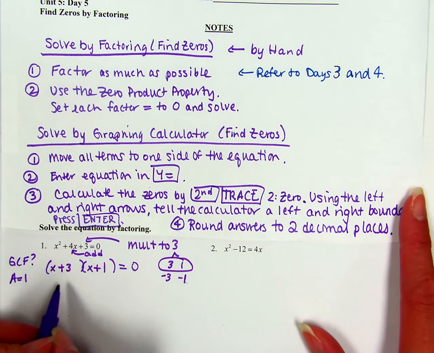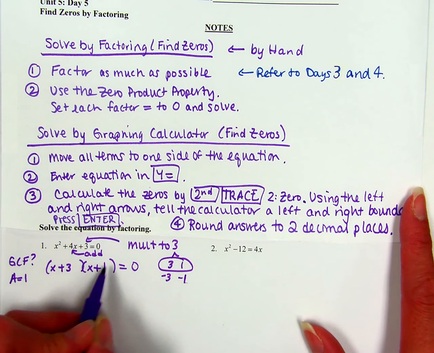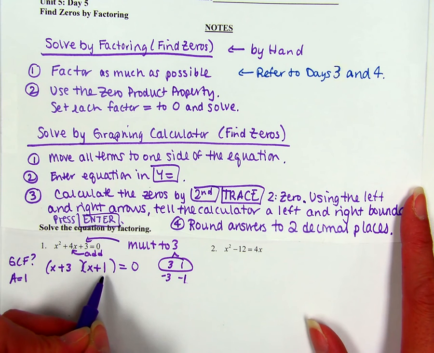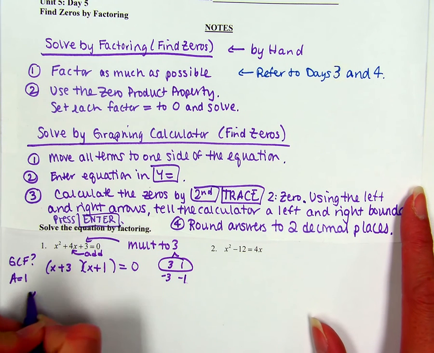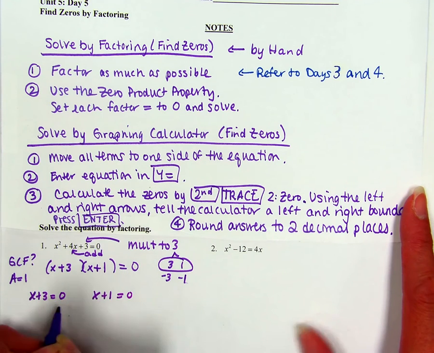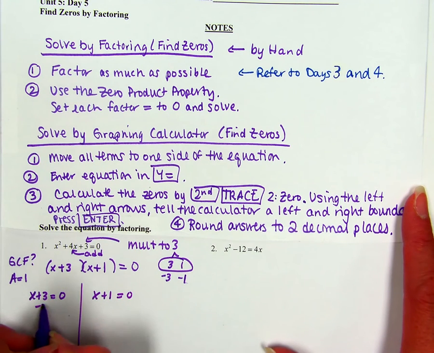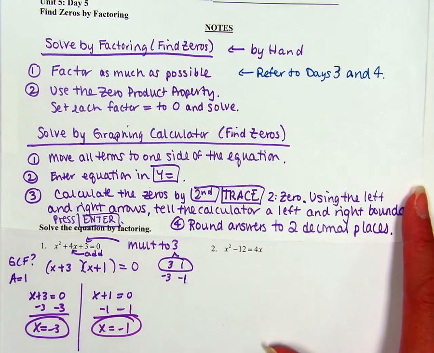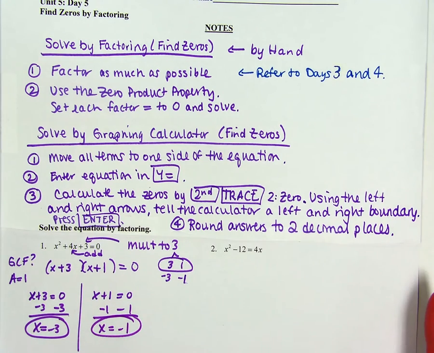Step 2, use the zero product property. Something times something equals 0. Well, that something has to equal 0, or this something has to equal 0, or both. So we're going to set x plus 3 equal to 0, x plus 1 equal to 0, and figure out what would be the value of x. All you're doing is solving for x, and you guys should know how to solve equations. So your answers are negative 3 and negative 1.